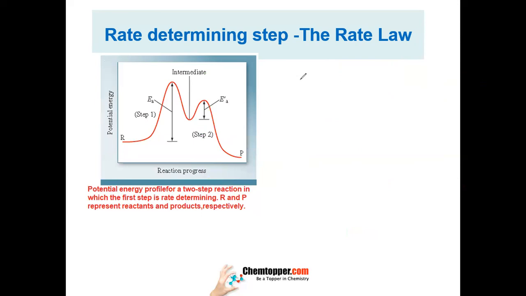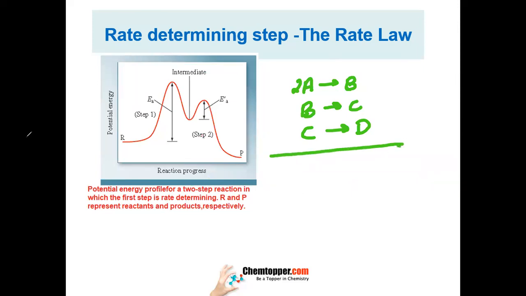Let's say there is a reaction: 2A giving you B, B giving you C, C giving you D. What's the overall reaction? Wait one second. A is giving you B, B is giving you C, C is giving you D, and A is here also.